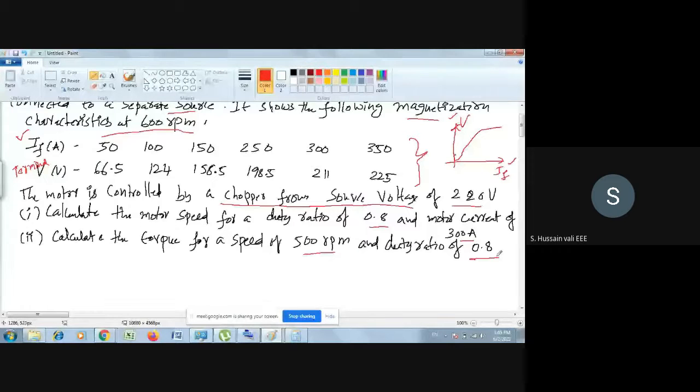So what you must understand here is that he has given in the data the ratings of the DC series motor. Second thing is that he has given the data for the magnetization characteristics. That's it. So these two data he has given. Then he is asking some questions. So it's always better that in the solution you always start with the question. What is the question he is asking? He is asking the motor speed for a duty ratio of 0.8 and a current of 300 ampere.